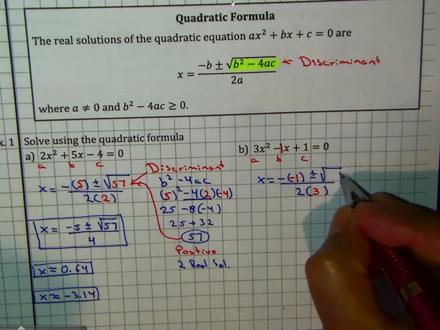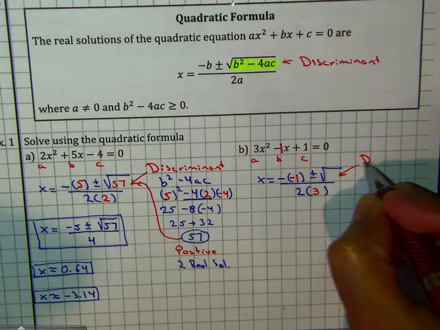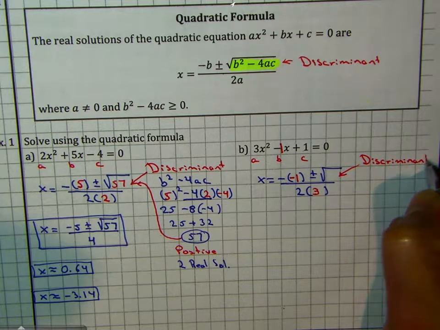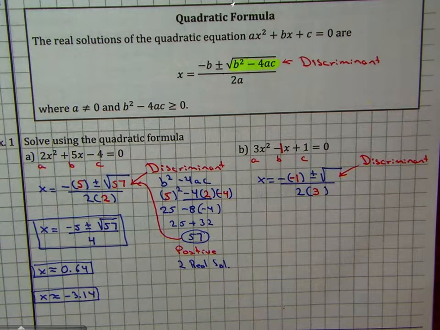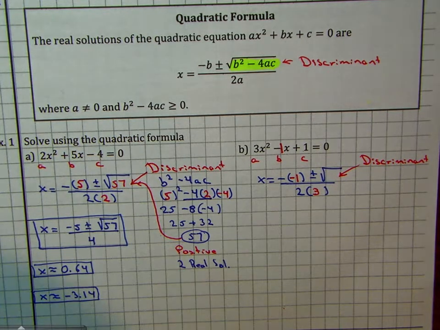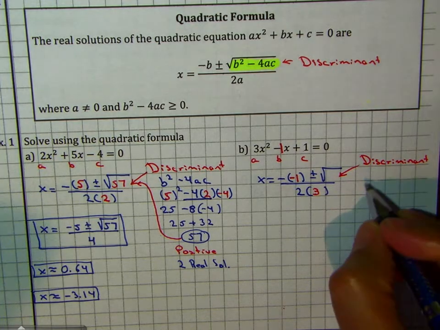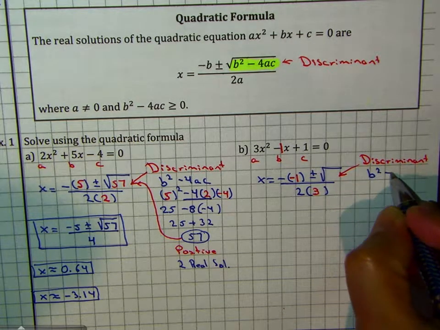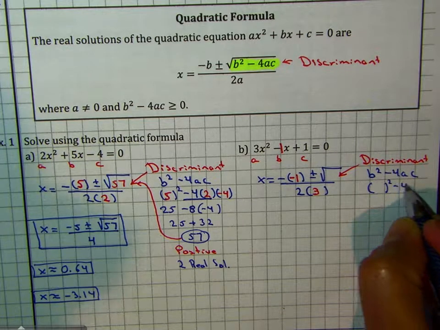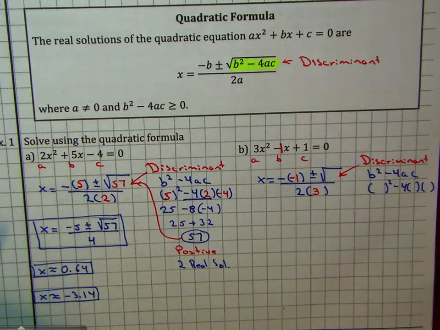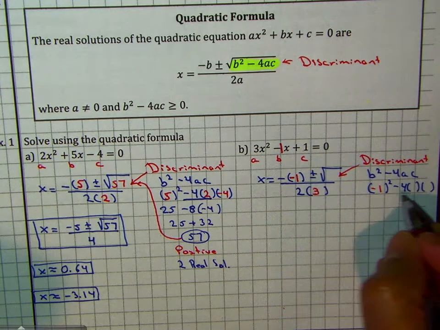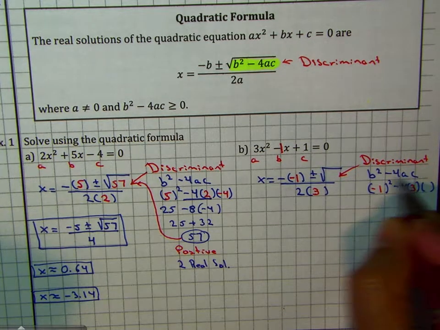In here will be your discriminant. Your discriminant will tell you the number and type of solutions. So this one was positive, so it was two real solutions. And the formula is b squared minus 4ac. You can just write it up if you want, the first time. b is negative 1, a is 3, and c is 1.